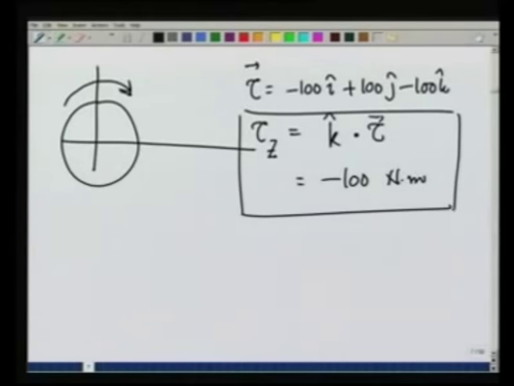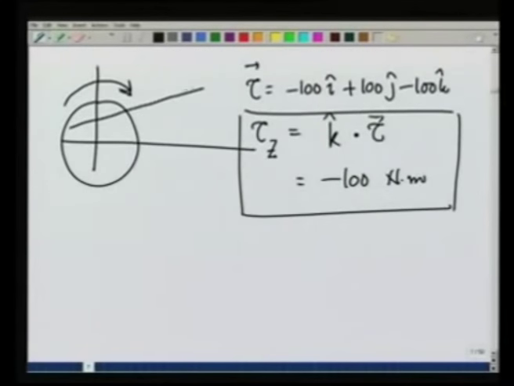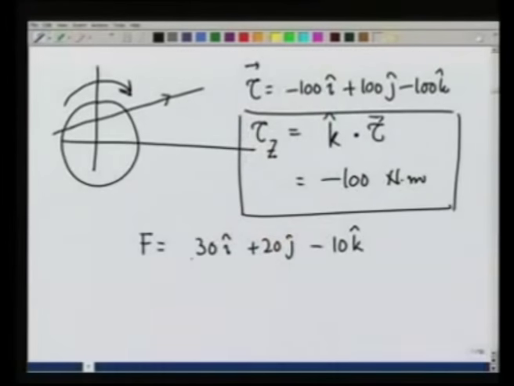Let us see if this is consistent with what we have been learning in our 12th grade. So, the line of force along which the force is working is this. The force is 30 i plus 20 j minus 10 k. As I said earlier, the only component of force that is responsible for rotation about the z axis is that in the plane perpendicular to the axis. So, only these two components.